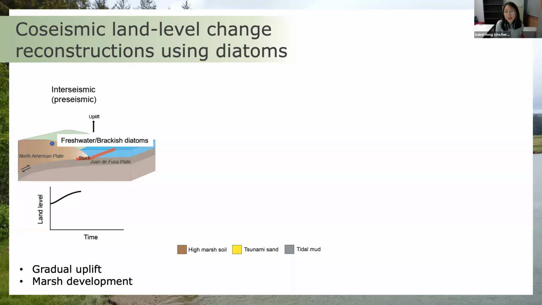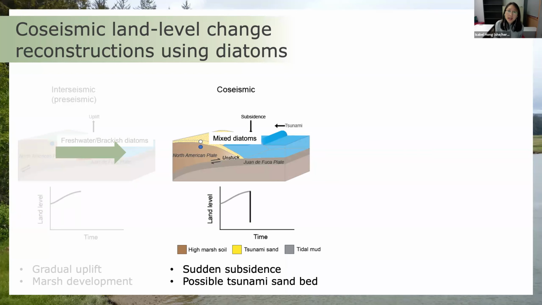But as we move into the co-seismic period, that stuck zone becomes unstuck and the plates are freely moving, and that's going to cause instantaneous subsidence onshore. Oftentimes the release of that energy can be really great, and it can generate then a tsunami that will deposit a tsunami sand onshore. Because that tsunami sand is eroding and transporting and depositing sediments from offshore to onshore, what we find in that sediment is a mixture of diatom assemblages ranging from marine to freshwater.